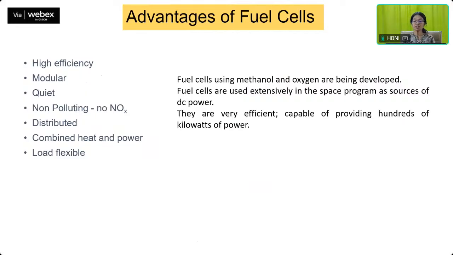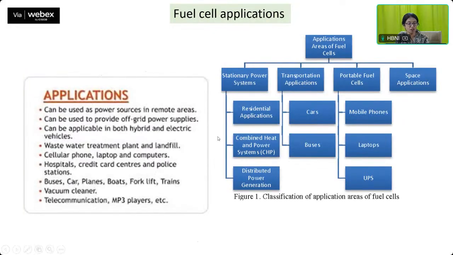Fuel cells using methanol and oxygen are being developed. Fuel cells are used extensively in the space program as sources of DC power. They are very efficient, capable of providing hundreds of kilowatts of power. So what are the different applications?